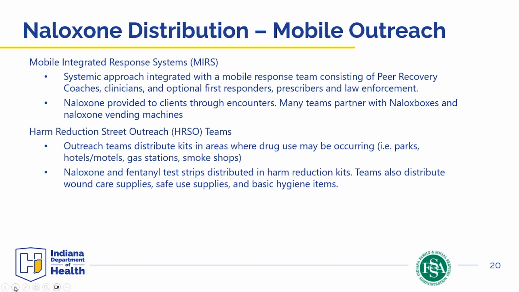We also have the harm reduction street outreach teams, the HRSO, which are outreach teams that distribute kits in the areas where drug usage may be occurring, such as parks, hotels, gas stations, and smoke shops as well. And then through this, we provide not only naloxone, but fentanyl testing strips as well in the harm reduction kits. So teams also distribute wound care supplies, safe use supplies, and basic hygiene supplies through the HRSO teams. And that is in partnership with FSSA as well.